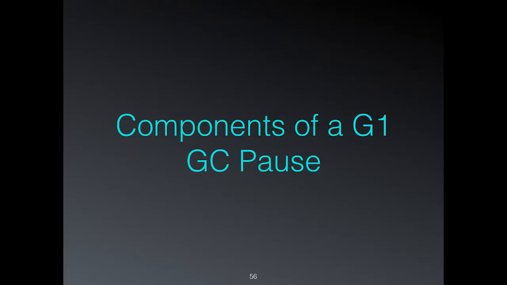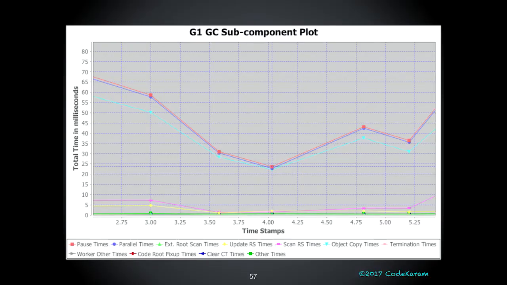Now, components of a G1 GC pause, like a single stop the world pause, what is it made of? So we saw the phases, now we're going to dive into each pause. I'll show you how the pause looks in the GC log, but something very pleasant now is what we see here, and I hope everybody can see it. If not, then please move forward and have a look.